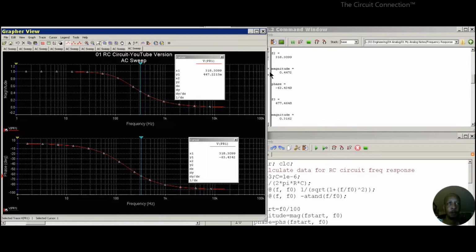And so what do we get for the magnitude here? We get 0.447. What do we have here? 0.447 with a 2 there. That's exactly the same. What do we get for phase? Negative 63.4349. And what do we have here? Negative 63.4342. That's not exactly the same, but look how many decimal places you have.